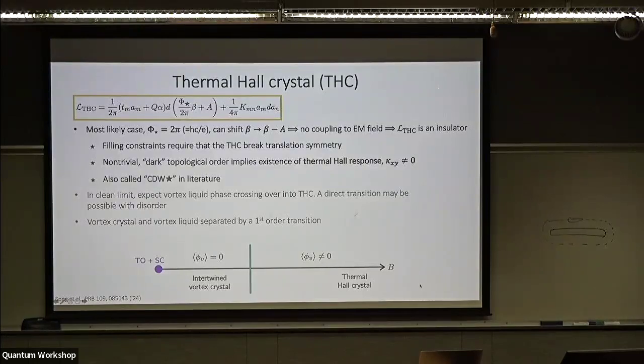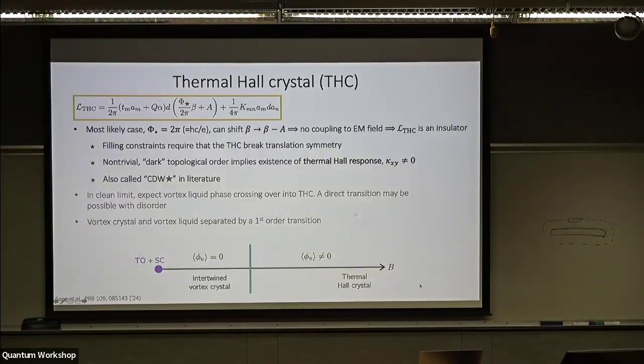And if there's no coupling to A, this is now an insulator. Now it has to be a crystal because we have some filling constraints. So it's going to have to break the translation symmetry. That means that this is in some way similar to, I think if you were to continue doping, this would be sort of compressible, so it's some sort of Wigner crystal, generalized Wigner crystal-like state.